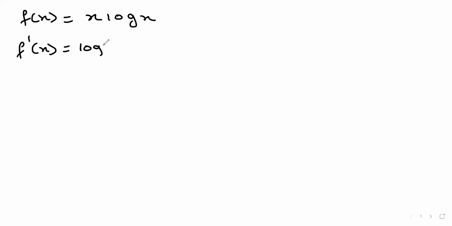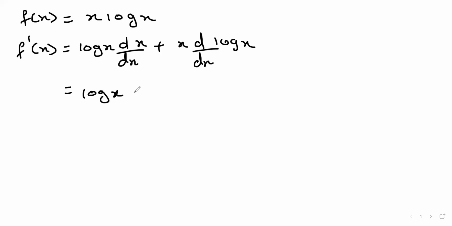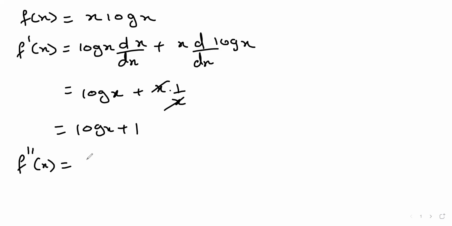The second sum is f of x is x log x. This will be solved by the product rule. What will f dash of x be? log x d/dx of x plus x d/dx of log x. The derivative of x is 1, and the derivative of log x is 1 by x. So your answer is log x plus 1. f double dash of x is again the derivative of this, which will be 1 by x. The derivative of 1 will be 0.